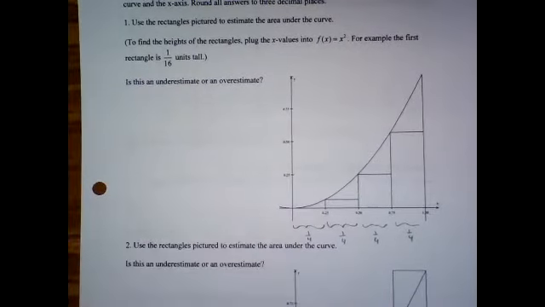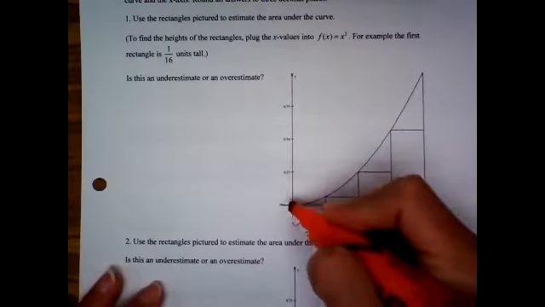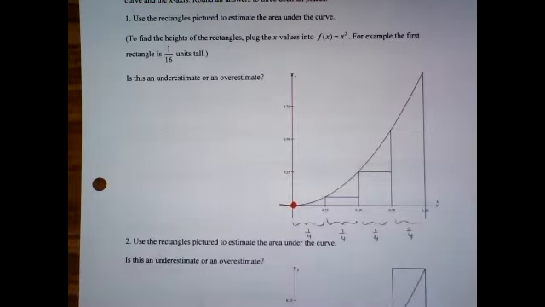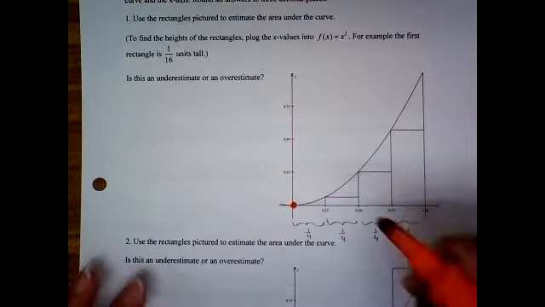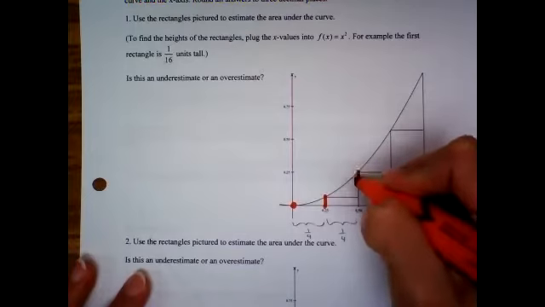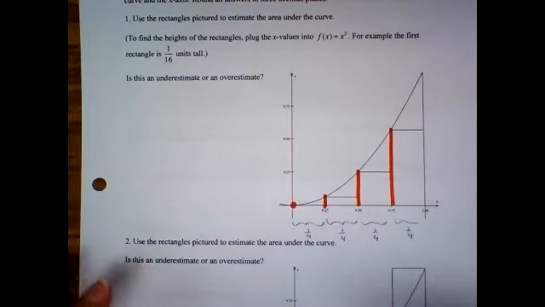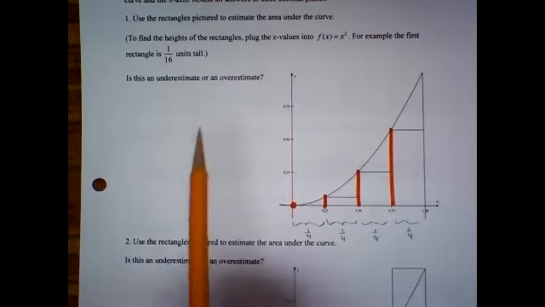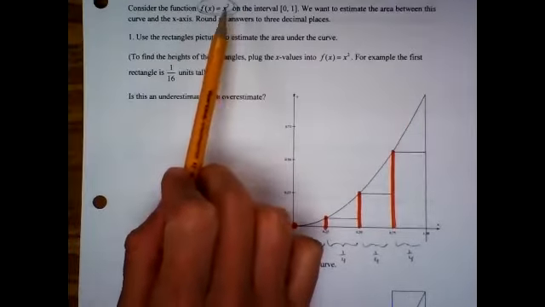Here's where I like to use the highlighter, to highlight the heights, because I think it helps with visualizing. If you don't want to highlight, you don't have to, but this is the first rectangle. It's a non-rectangle. There's sort of nothing there. This is the height for the next one, and then the next one, and then the next one. But the point is there are 4 of them. And we're going to plug into the function x squared to get the heights.